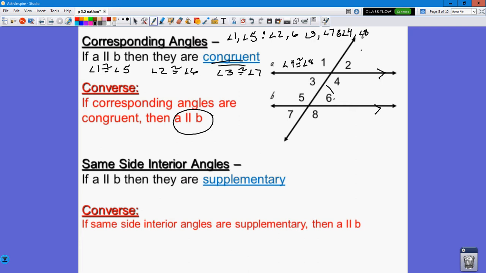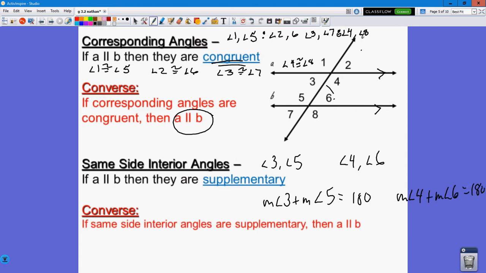If A is parallel to B, then same side interior angles are supplementary. What are my same side interior angles in the picture? Angle 3 and angle 5, and angle 4 and angle 6. So if the lines are parallel, the measure of angle 3 plus the measure of angle 5 equals what? 180. The measure of angle 4 plus the measure of angle 6 equals 180.